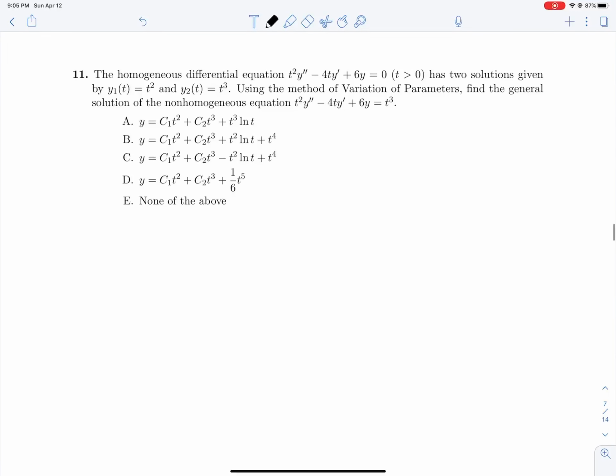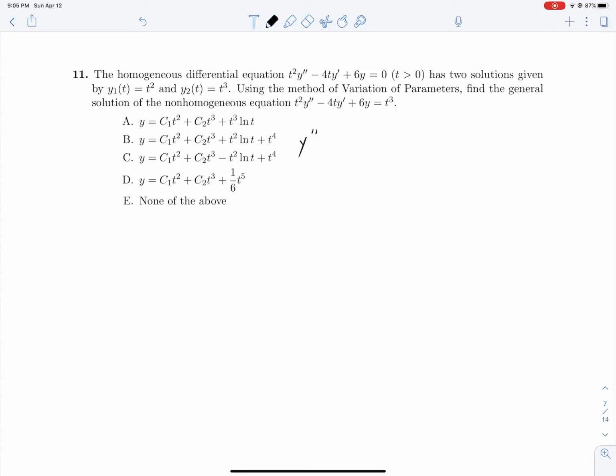Question 11, we have a homogeneous differential equation given here with two solutions, y1 of t, which is t squared, and y2 of t, which is t cubed. We're using variation of parameters to solve for our general solution. The first thing that you should check always to make sure that we don't forget it is that we have a t squared multiplied by y double prime here. In order to use variation of parameters and to get the correct f of t term, we have to have a coefficient of 1 on our y double prime.